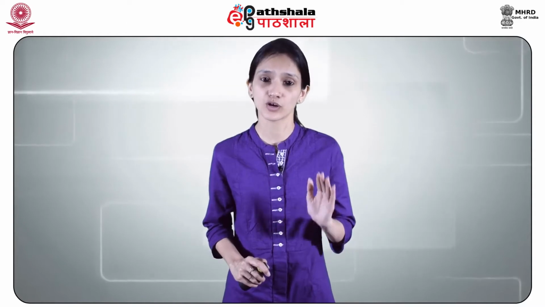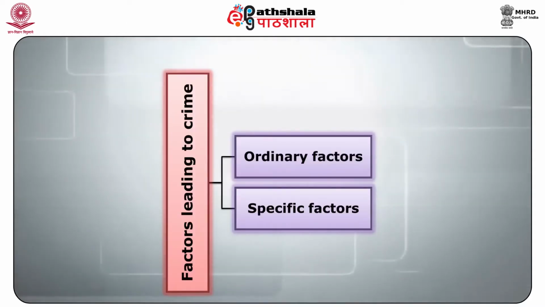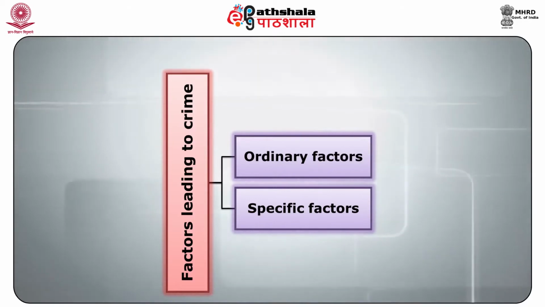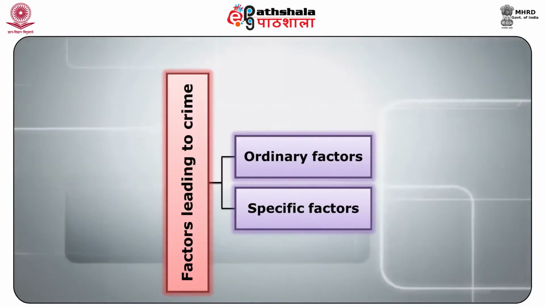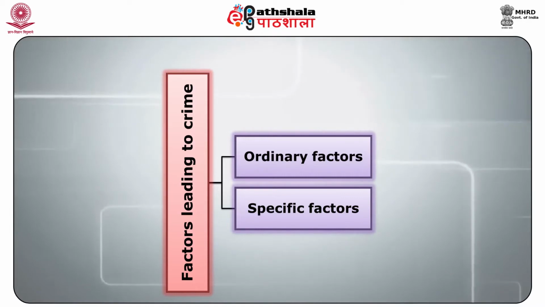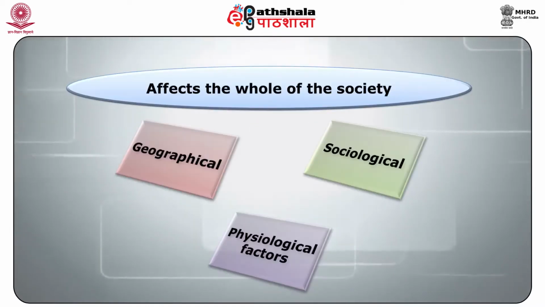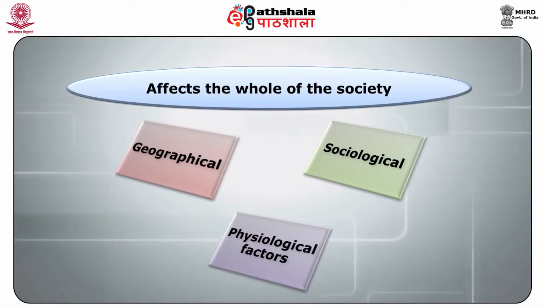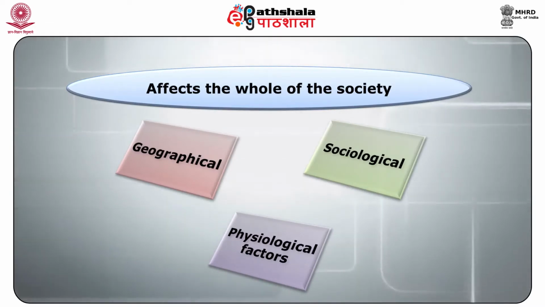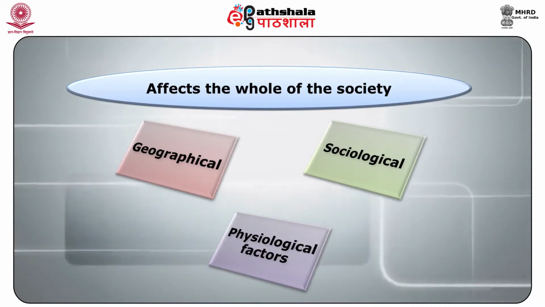Hence, while studying the reasons for crime, the following factors should be considered. There are two groups of factors leading to crime. First are the ordinary factors and second are the specific factors. First, ordinary factors. These factors basically affect the whole of society. They include mainly geographical, sociological and psychological factors.